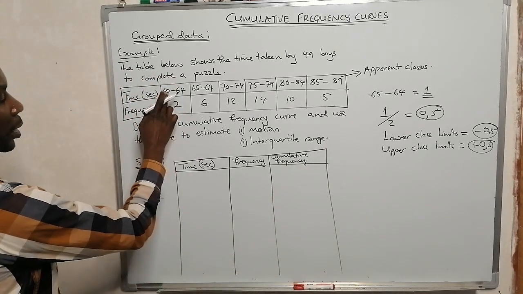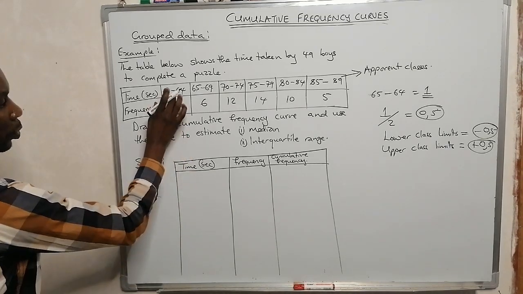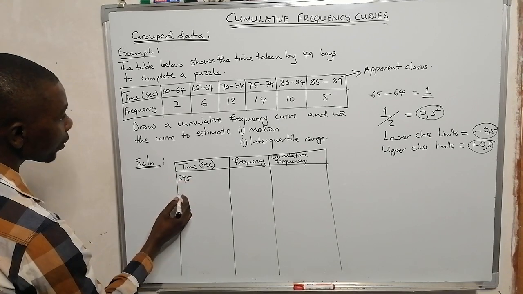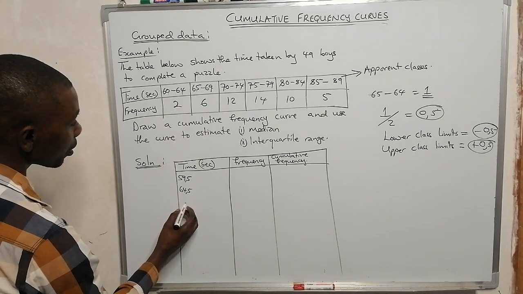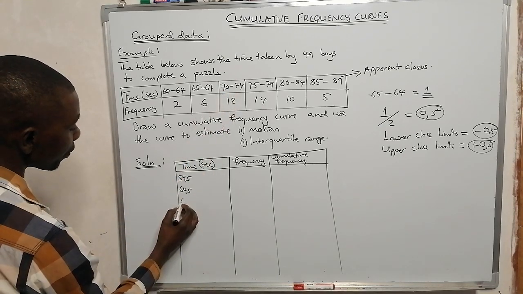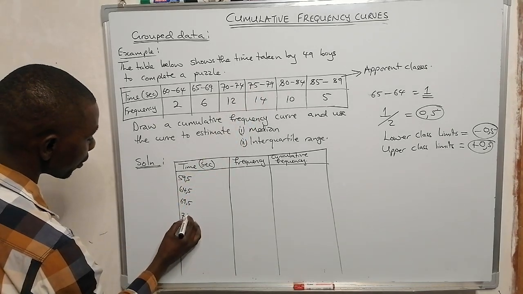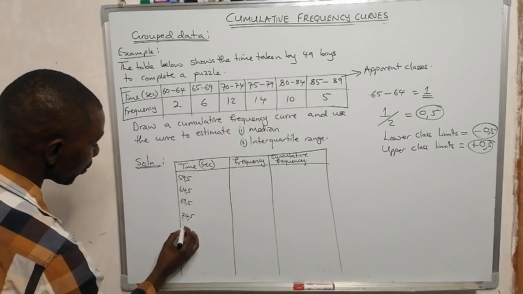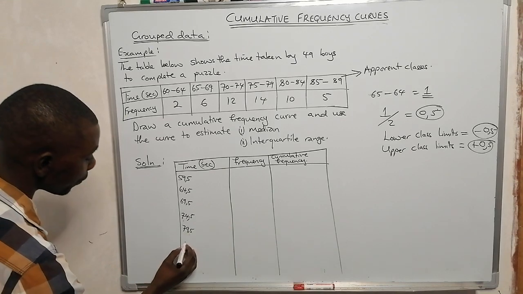Right, if we subtract 0.5 from 60, we get, let's start with our lower class limits. We get 59.5, then 65 minus 0.5 is 64.5, 69.5, then here 74.5, then here 79.5, here 84.5.